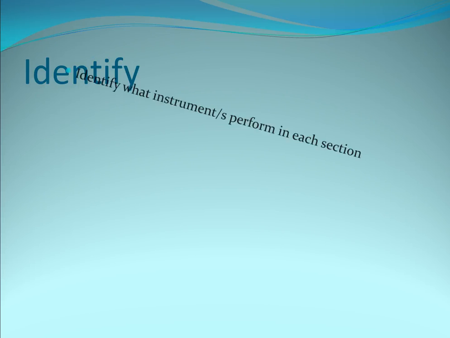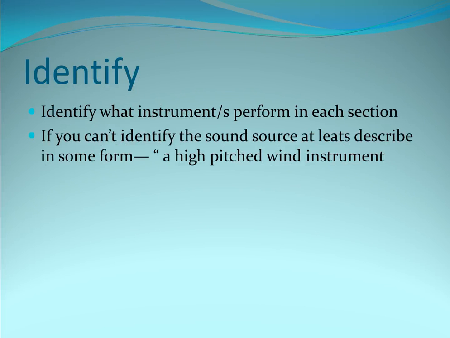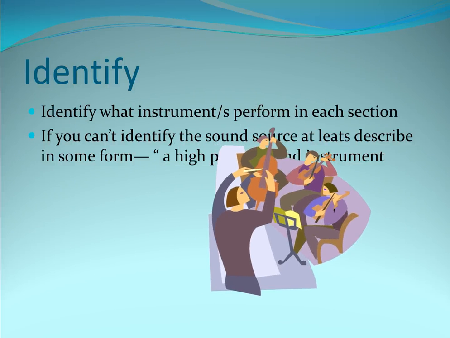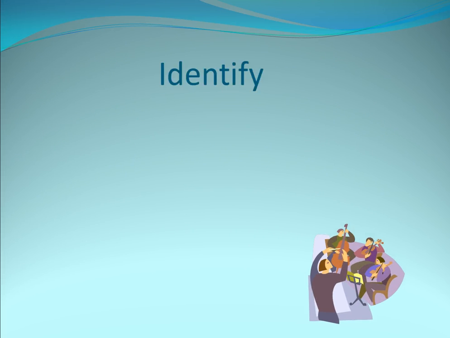Okay, identify. You need to look for what instruments perform in each section. If you can't identify the sound source, you should at least describe it in some form. In other words, a high-pitched wind instrument. And if you've got a little ensemble there, that'd be a string trio. But your answer should look something like this.